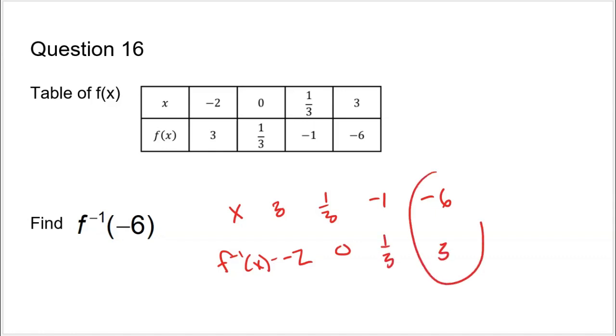So now it's really easy to just look right here. When I take -6 and I plug it into my inverse, I get 3. So there's my final answer of 3. So really, really simple to deal with inverses when you have a table.